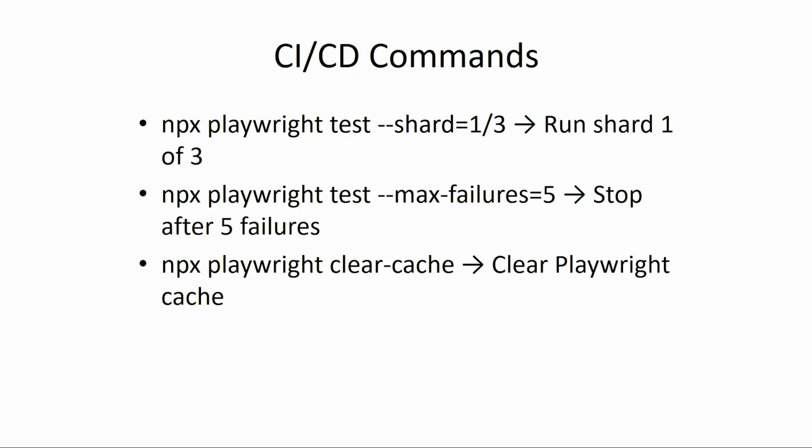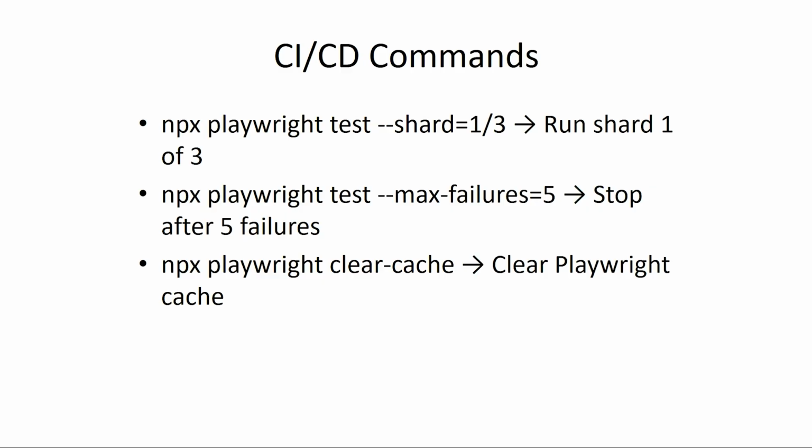These are the CI/CD commands. It is to run shard one of three. And if you want to stop a test run after 5 maximum failures, you can stop your test run if there are 5 test case failures. You just need to enter the command npx playwright test --max-failures equal to 5. You can change the number here, and you can also clear the cache in Playwright by using this command npx playwright clear-cache.